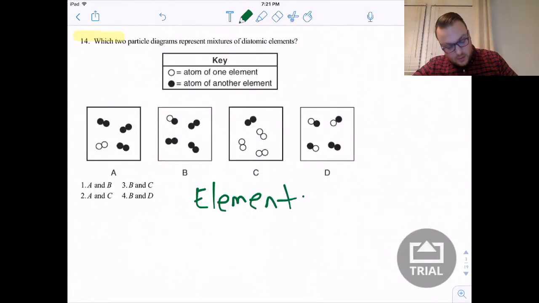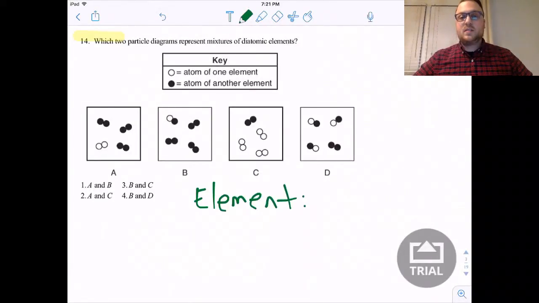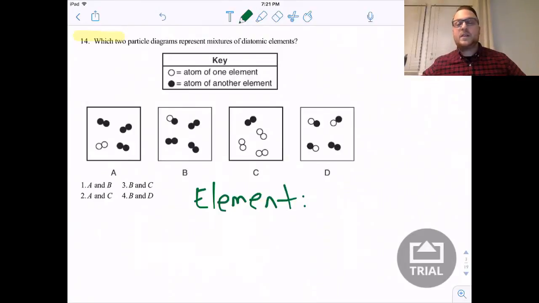And the key with an element is think about the periodic table. It's the periodic table of elements. The only thing that's on there, if I said pick an element from the periodic table, it's that one element, oxygen. It's not bonded to anything else. If it's bonded to itself, it's still an element because there's not something different bonded to it.